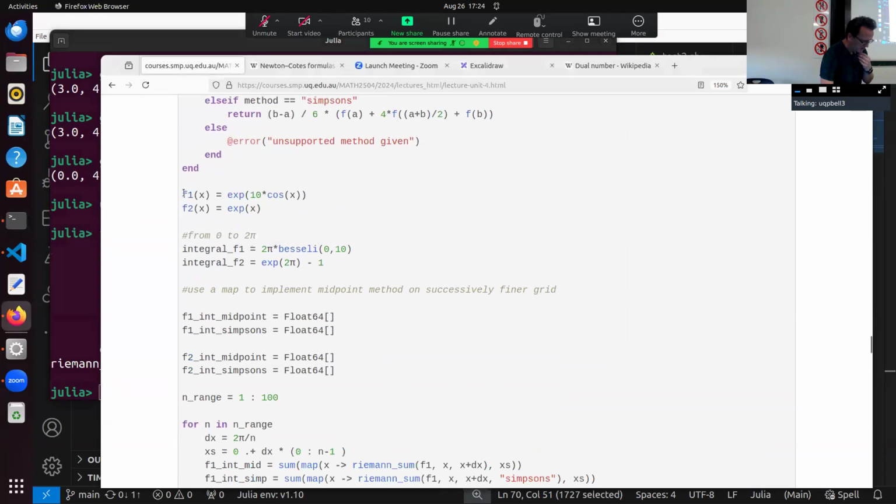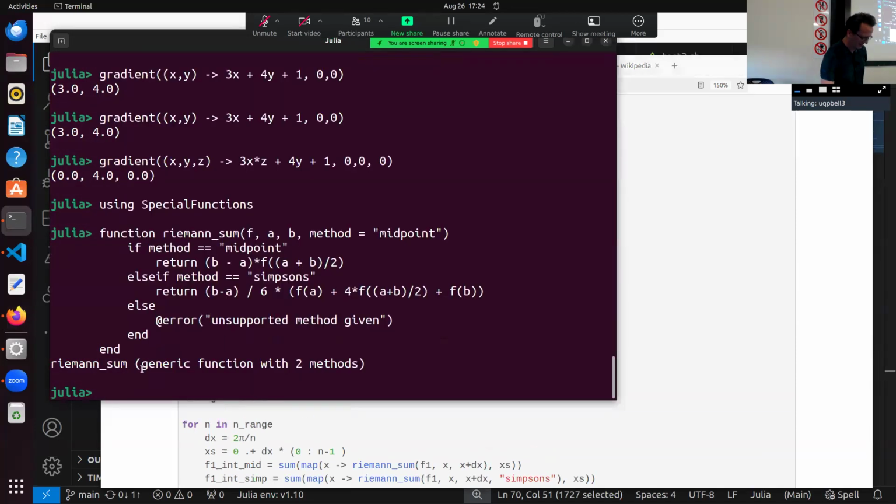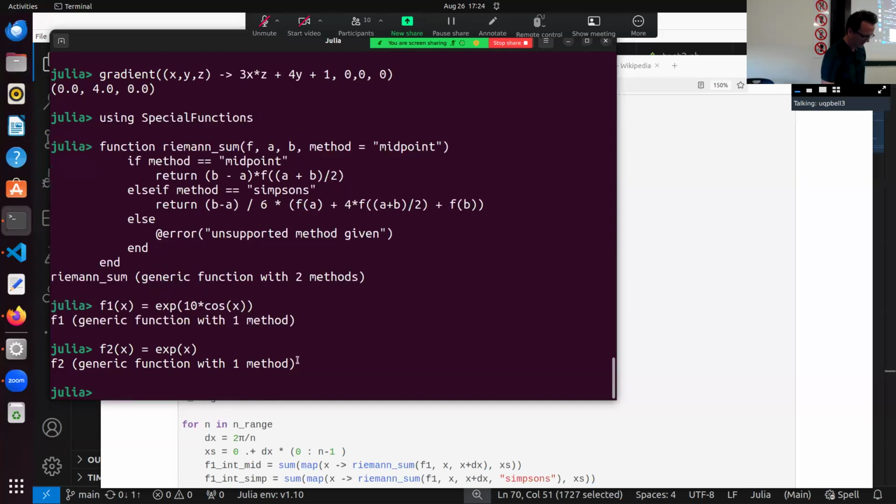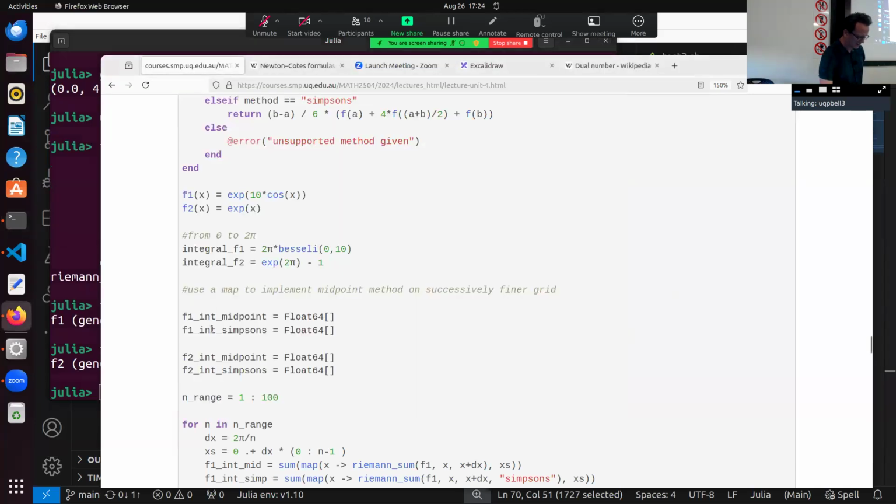I've got two weird functions here, or not too weird. We've got f1, x 10 to the cos x, and f2 is just exponential x. So two functions, we're going to investigate what their error characteristics are like.